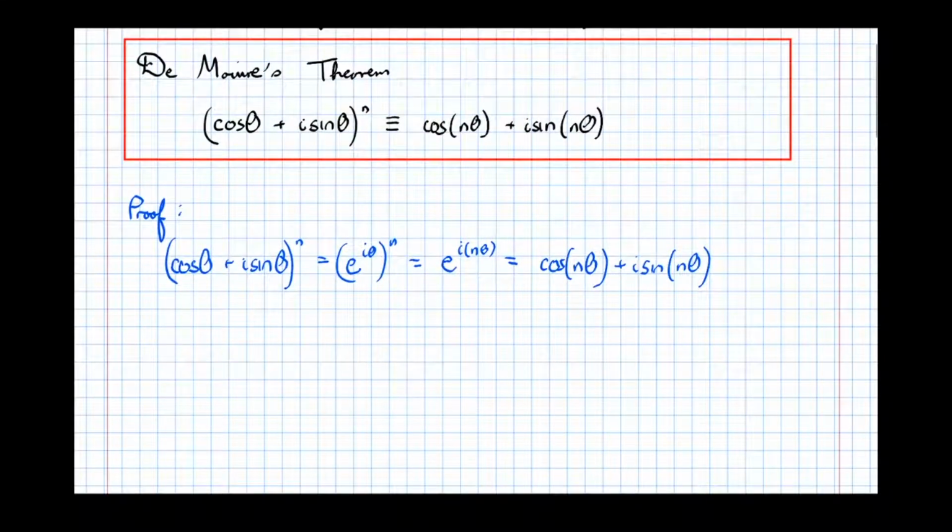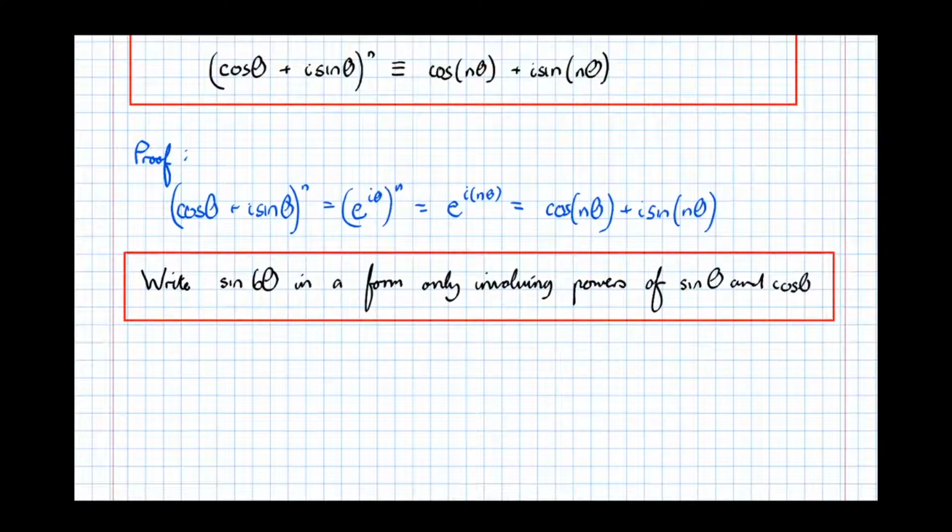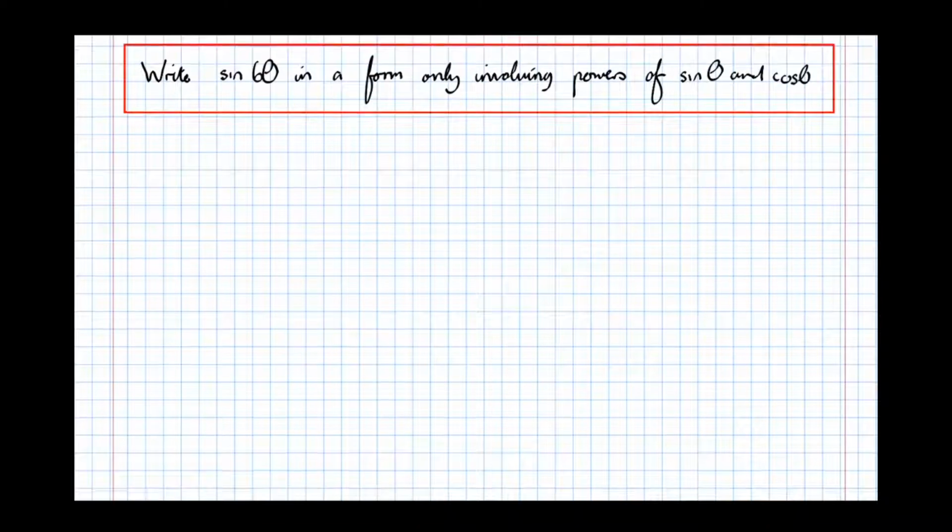So let's take it for granted that that's true now. So (cos theta plus i sine theta) to the power of n is identical to cos n theta plus i sine n theta, De Moivre's theorem. We'll have a look at an example problem in which you could be expected to apply this. So something like: write sine of 6 theta in a form only involving powers of sine theta and cos theta.